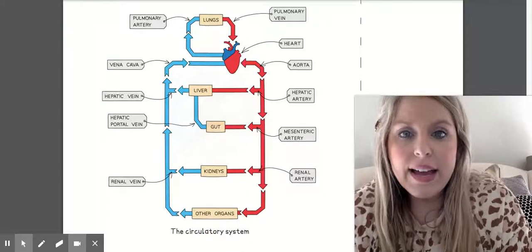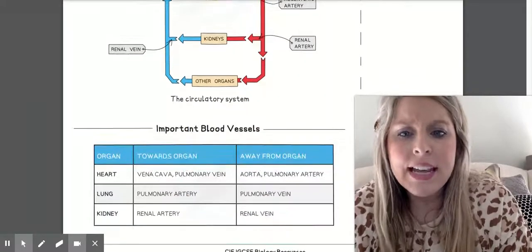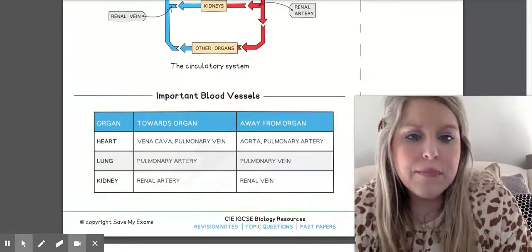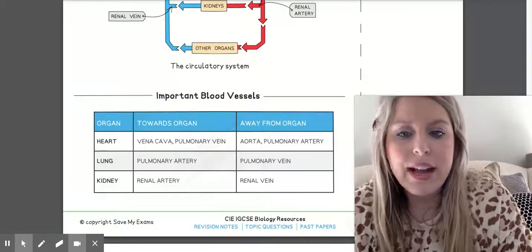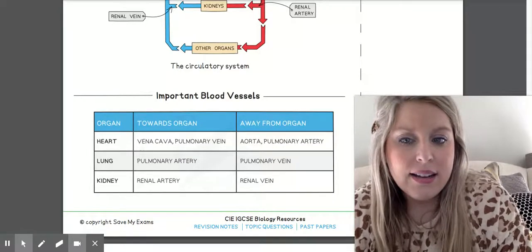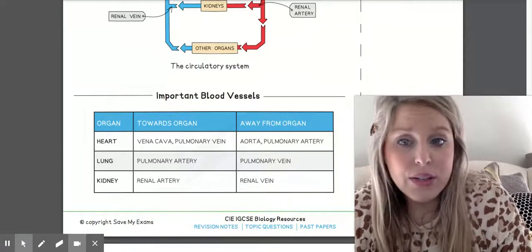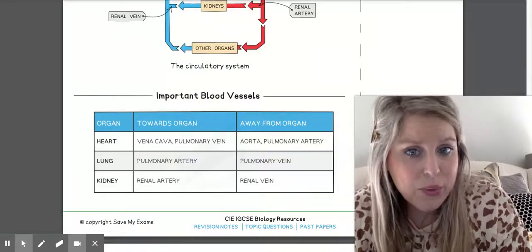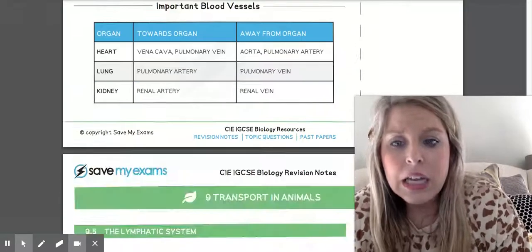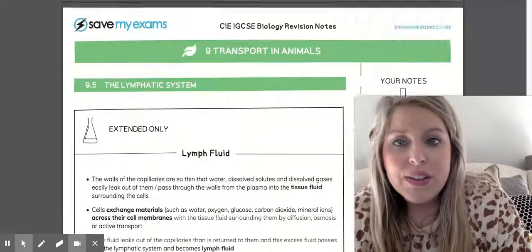So y'all can look over that. And definitely, you can pause it right here. Important blood vessels and how they get their oxygenated blood. So what goes towards the organ, what goes away from the organ. So you can see those. And then we will move on to the lymphatic system.